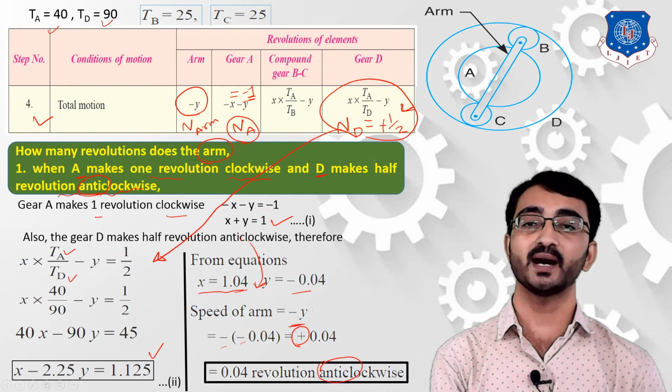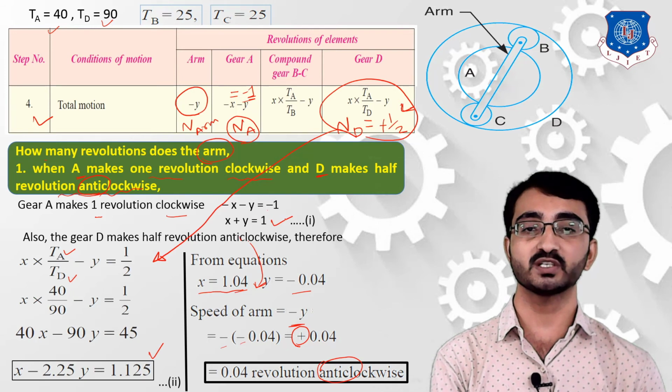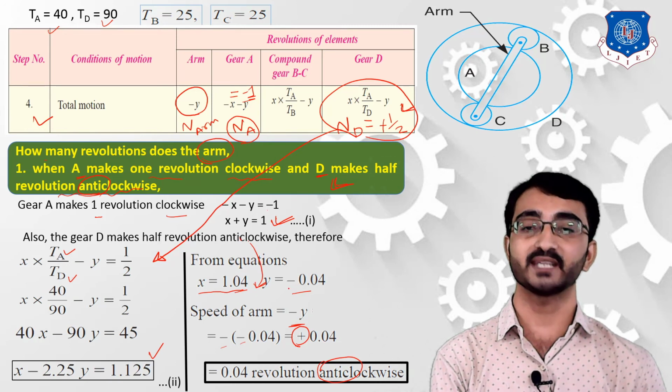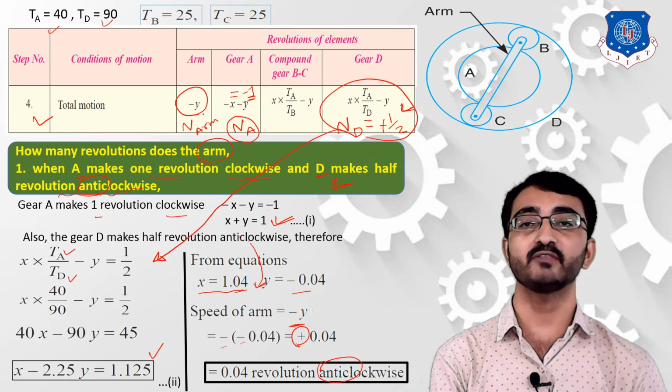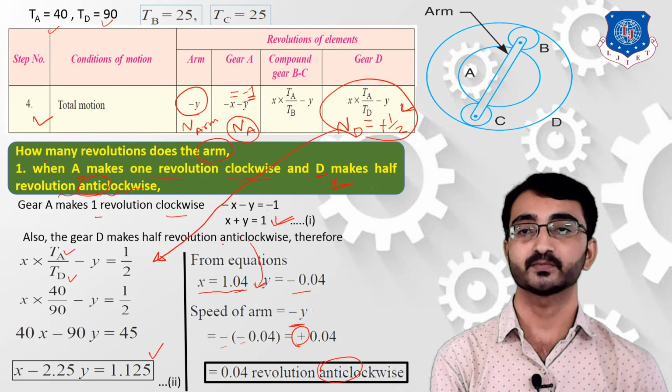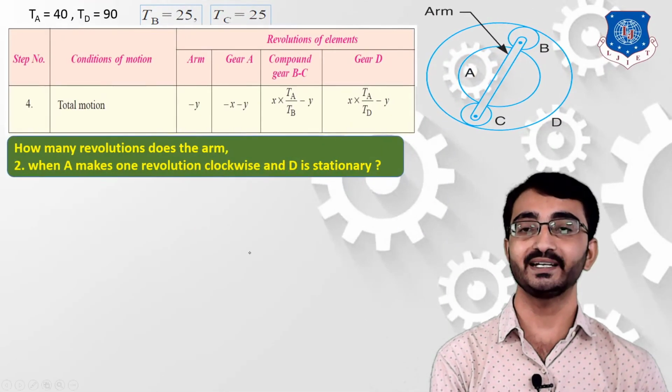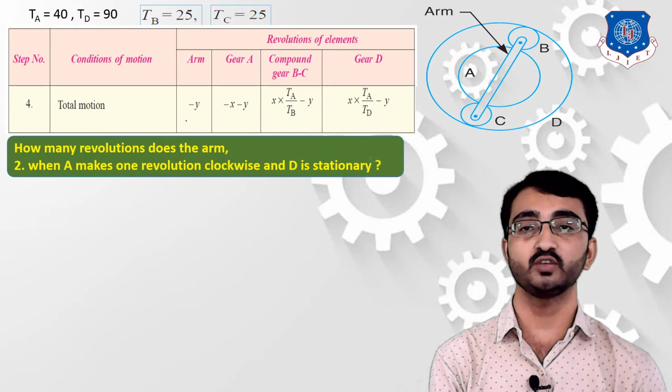So by simply solving these two equations, that is the two conditions given in your first data, you can solve the value of x and y, and that will help you get the speed of any of the components of this assembly. Now let's consider the second part. In the second data, they have asked how many revolutions the arm makes. So again you have to calculate the speed of arm, so again you have to calculate the value of y.